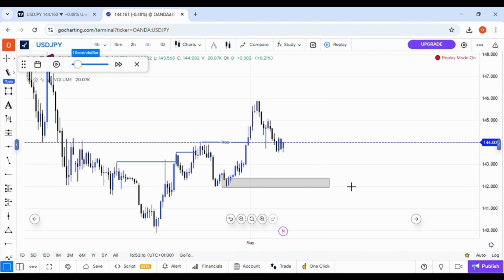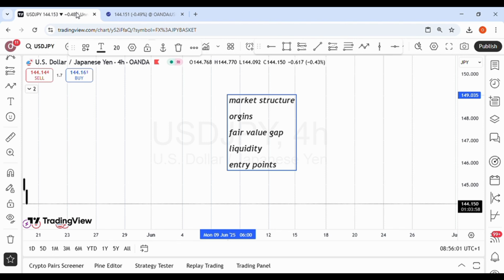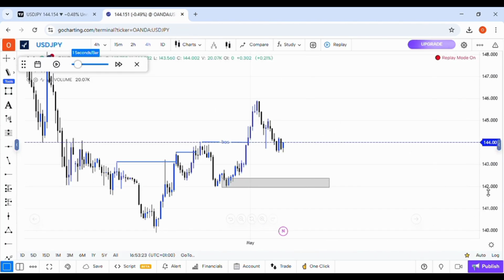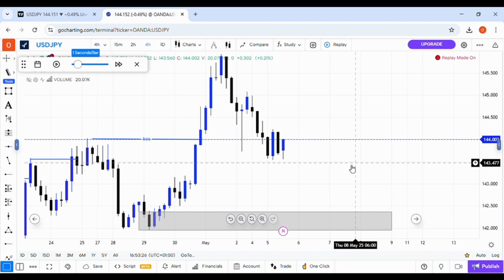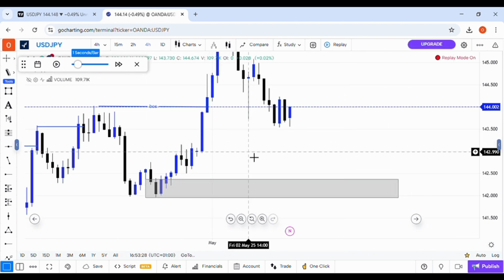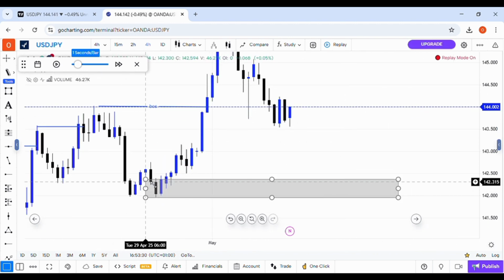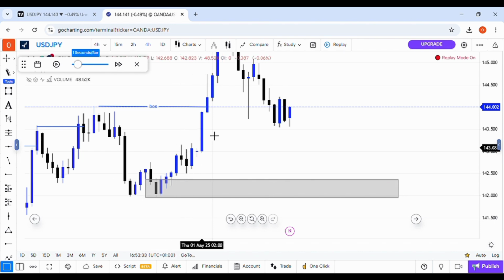Now, since we have mapped out our order block, what we need to map out again is what we call our fair value gap. Looking at this particular chart, you can see our fair value gap is not close to our order block. So we're going to apply what the ICT call implied fair value gap. Don't worry, in our next video I'll be teaching about implied fair value gap.